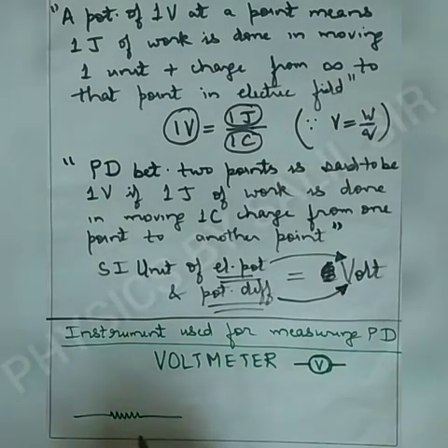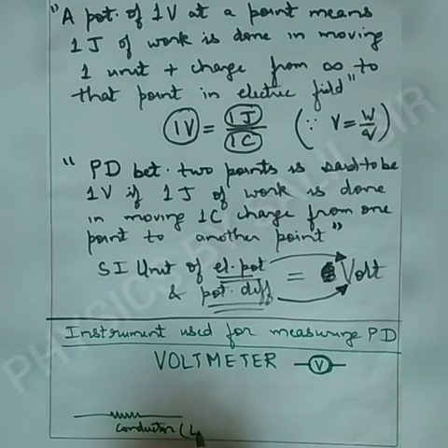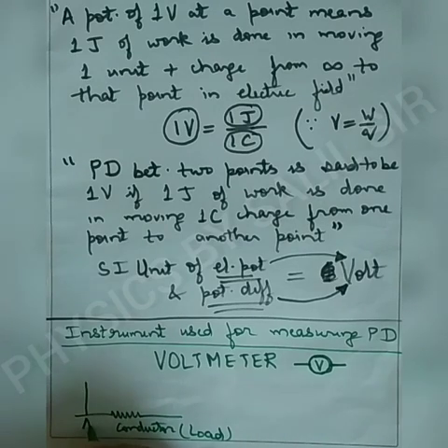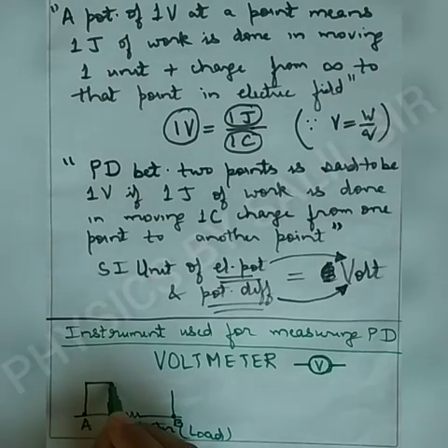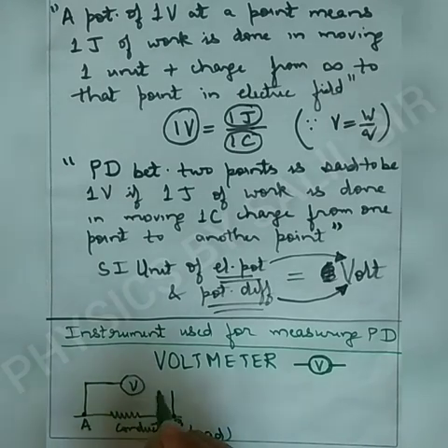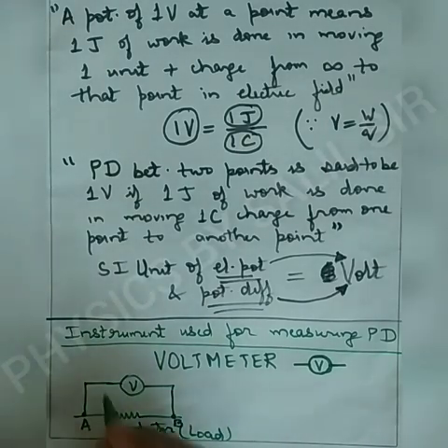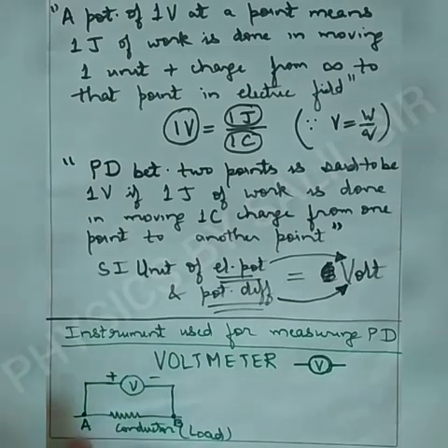So suppose this is the conductor, or we can say that it is a load in the circuit, and suppose this is point A and this is point B. If we want to measure the potential difference between point A and point B, then the voltmeter is connected in parallel. This is parallel.